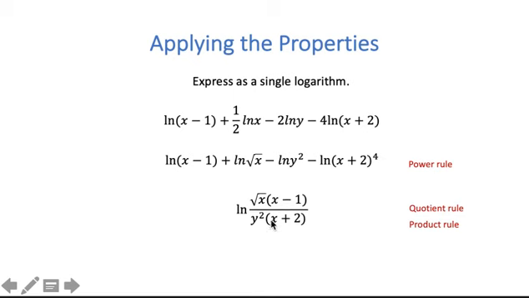So look at this final answer. On top, we have the square root of x times x minus 1, which is in parentheses. And on the bottom, we have y squared, because there's a negative here, times x plus 2 to the 4th because of this negative. Take a look at that answer. Notice one natural log. You're not going to write it both on the top and the bottom. There's only one. And then this whole expression is in parentheses. Or, I'm sorry, is the argument.